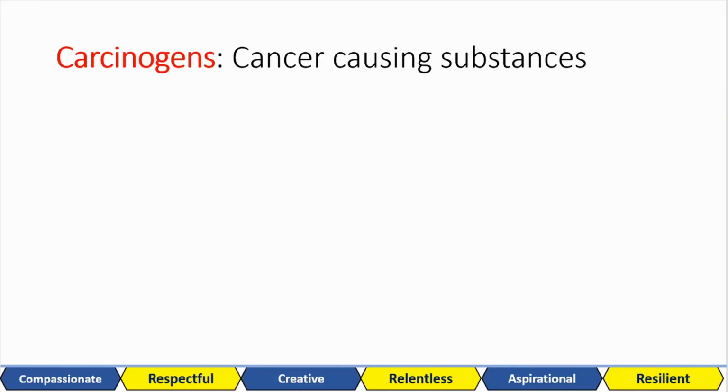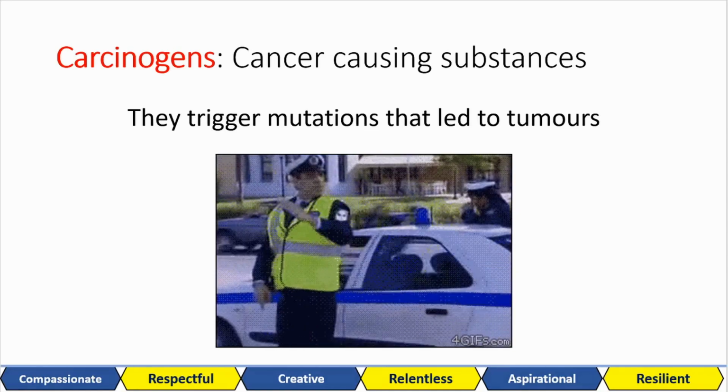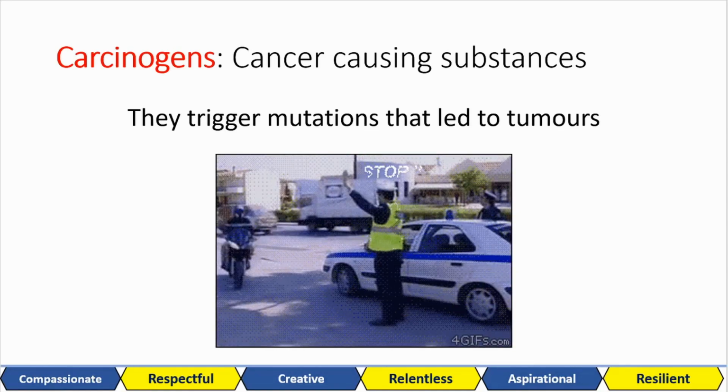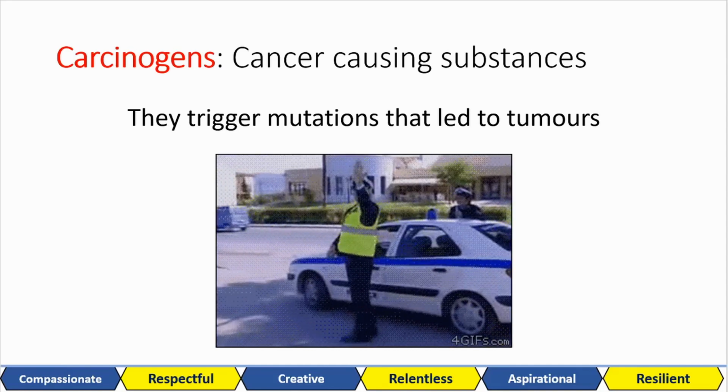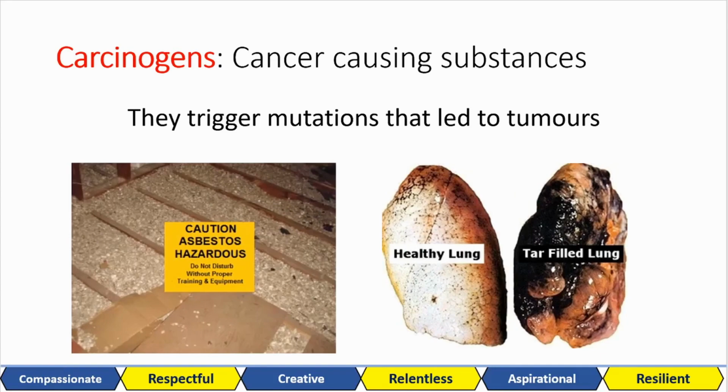Substances that cause cancer are known as carcinogens. These cause mutations that mean that your cells do not stop dividing. Examples of these are what you've probably heard of. You've heard of asbestos and the tar in cigarette smoke.